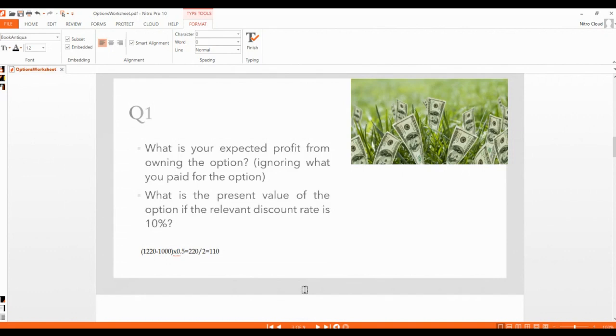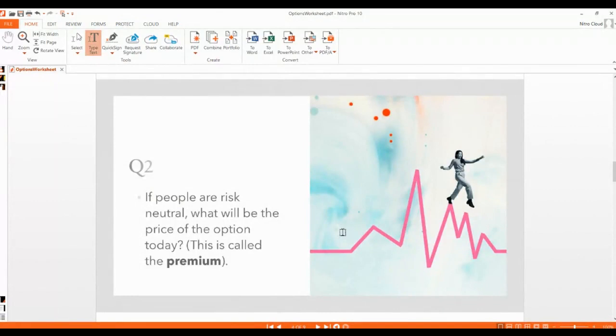And then the present value of this is 110 over 1 plus the interest rate, which is 0.1, which is 100. Very good. So that's the first part. Then the second part says, if people are risk neutral, what will be the price of the option today? What do you think?